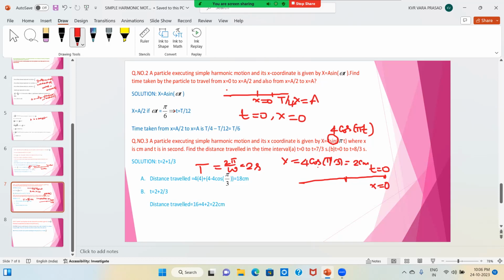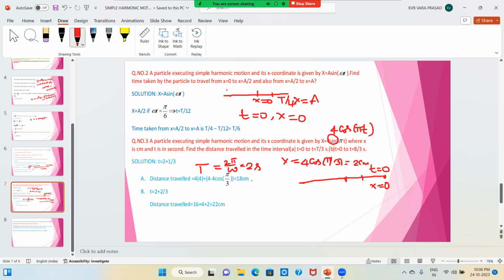So it is given 7 by 3 seconds, that is 2 plus 1 by 3. It has already finished one oscillation, with 1/3 remaining. Sorry, this 2 gives us the position coordinate. And luckily the amplitude given is 4. Therefore it is 4 minus 2. That is, I have written here 4 minus 4 cos pi by 3. So 16 plus 2, it is 18.